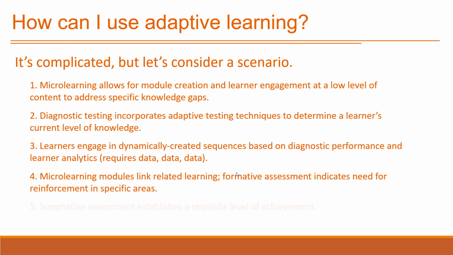Then we can use formative assessment within those microlearning modules to indicate need for reinforcement in specific areas. Ultimately, summative assessment establishes a requisite level of achievement. So once we get to this level, if there are areas in which the summative assessment tells us that the learner is still struggling, we may point the learner back to those microlearning modules to cover that content again before we actually say, yes, okay, you've mastered the content. So that's a scenario in which we could actually use adaptive learning in a few different ways.